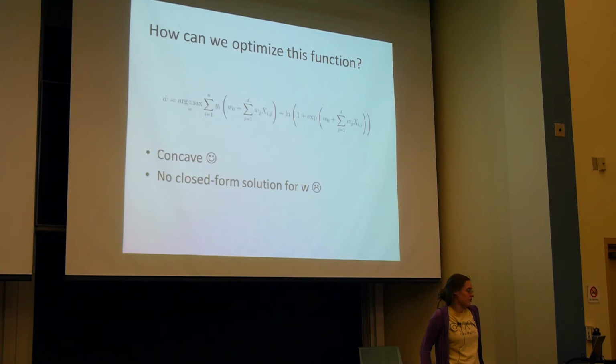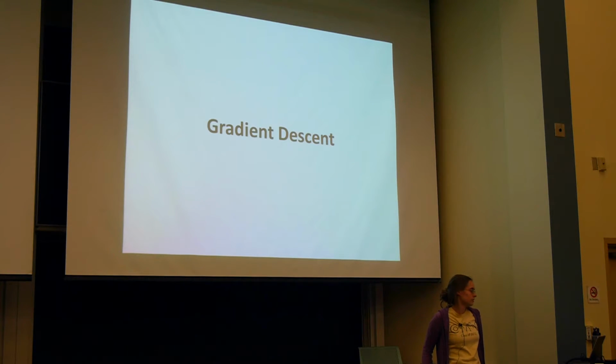So we're happy it's concave, but in this case, there's no closed form solution for w, because if you take the gradient, set it to 0, you can't solve for w, because you have logs of exponents and everything. So what we're going to do is use gradient descent. So we're going to switch gears and talk about gradient descent in general a little bit right now.